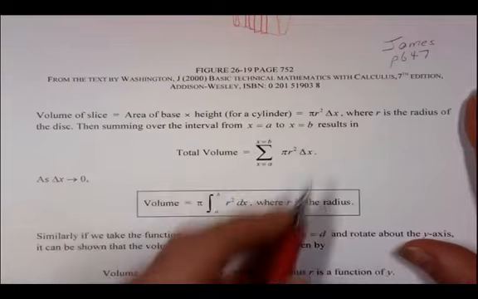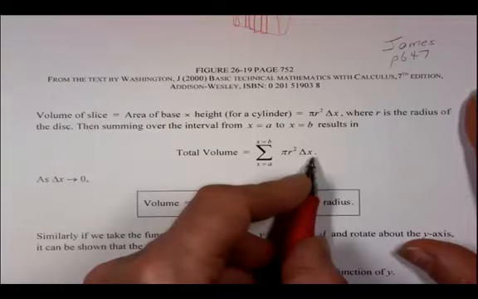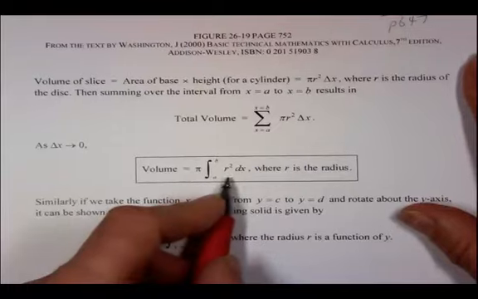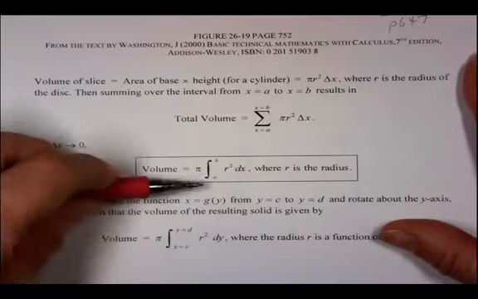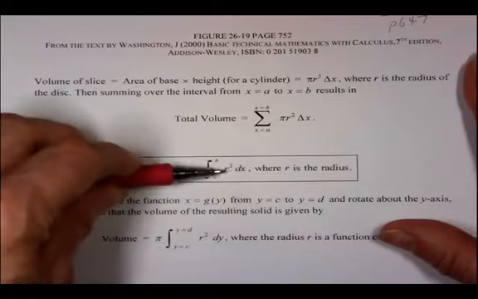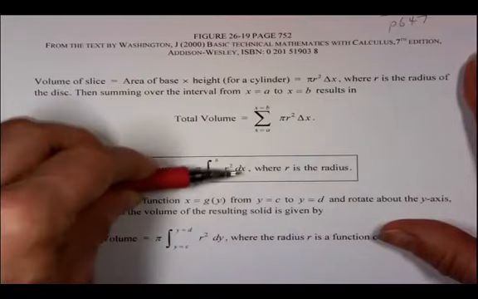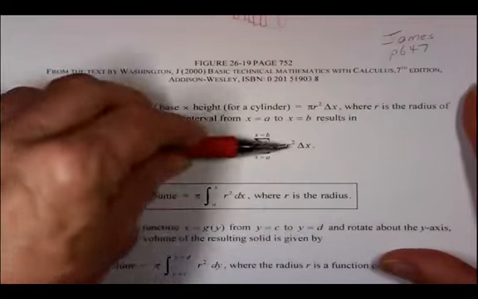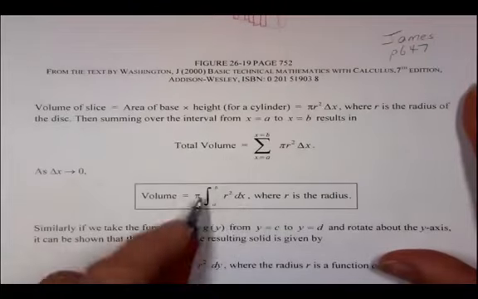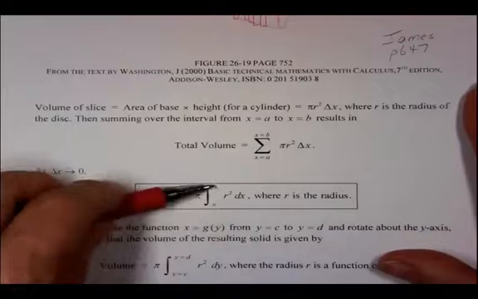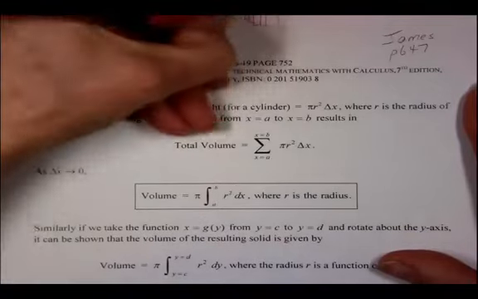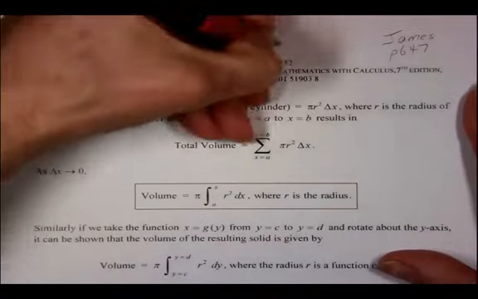The limit as delta x approaches 0 is the integral, and that gives you the exact volume. So you've got pi r squared dx. That comes from pi r squared delta x. In the limit, you're integrating from a to b, because we were doing this from x equals a to x equals b.